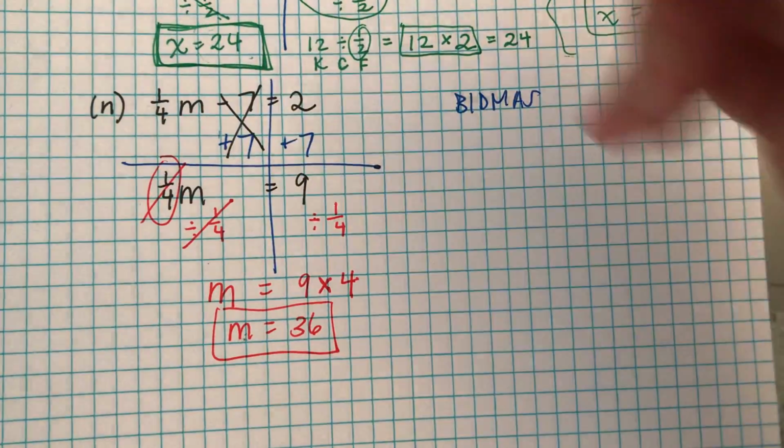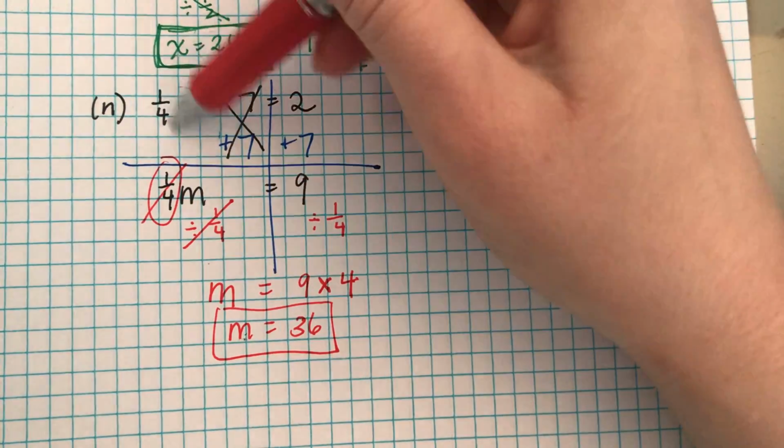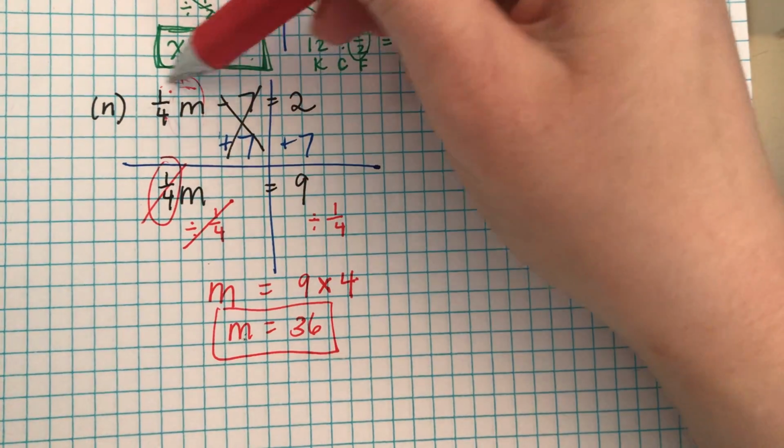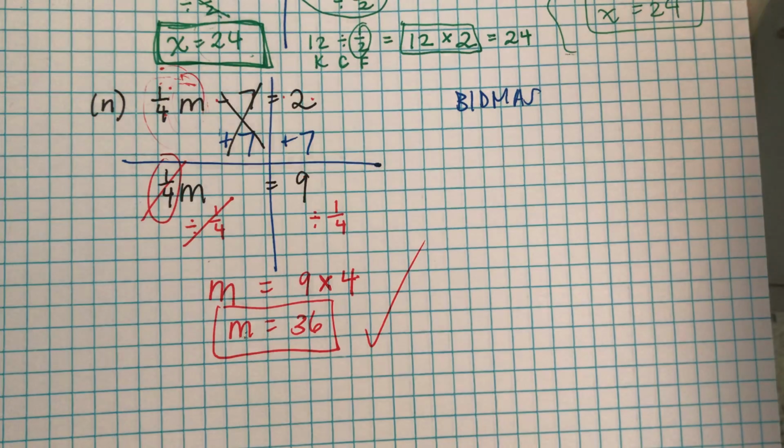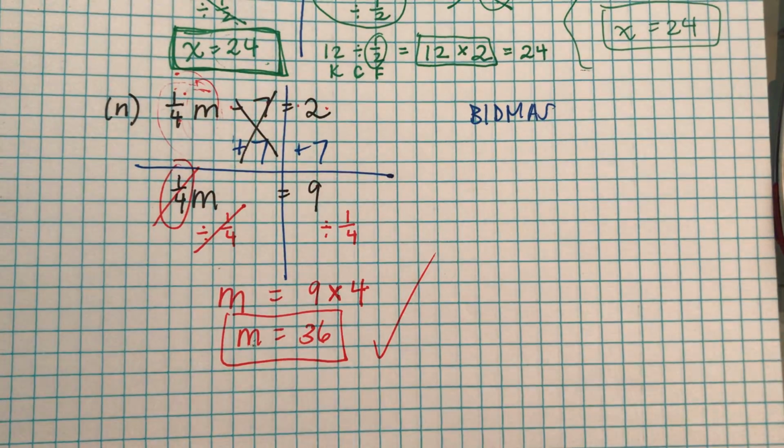And if you look up here, it says 1/4 times m, which is 36. 1/4 of 36 is 9. Take away 7 gives me 2. Okay, I always want you to try to think about checking your answer. All right, that's probably the toughest question for today. If you can do those, you can probably do the rest of them on that sheet.